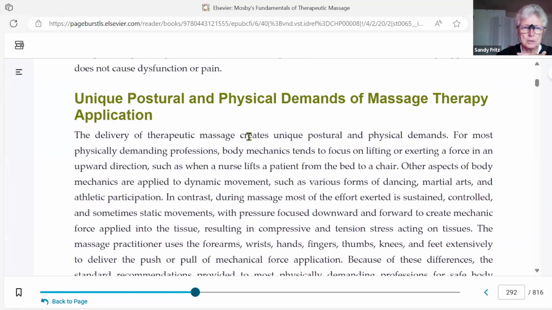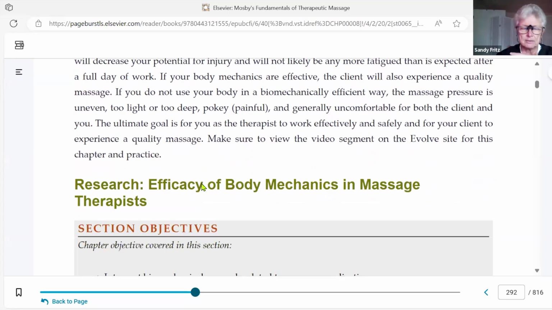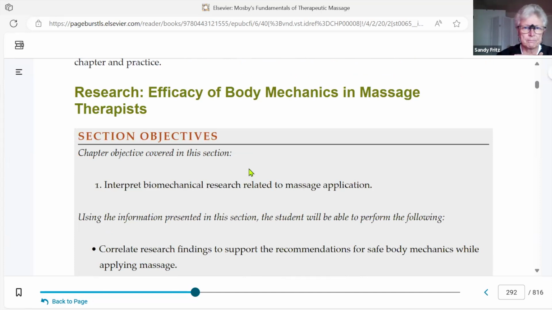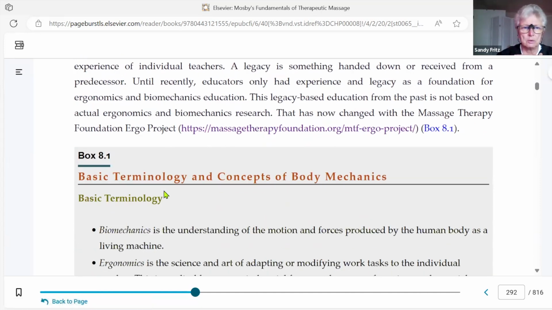You can read through the content here. It helps establish a baseline of concepts and understanding. And then we're going to take a look at the research here and what has been done either in massage therapy or a similar occupation, such as physical therapy.